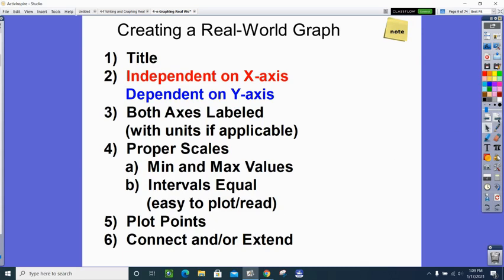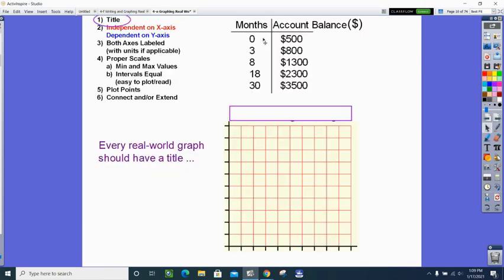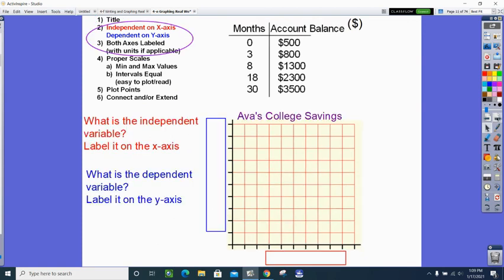Okay, so let's take a look. Remember that we're doing the grandmas. This is the one we're going to graph, and I'm going to step you through those rules. First thing, I need a title. So I decided to call this graph, once I get there, Ava's College Savings.